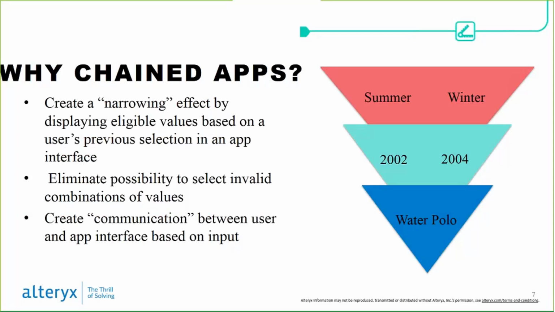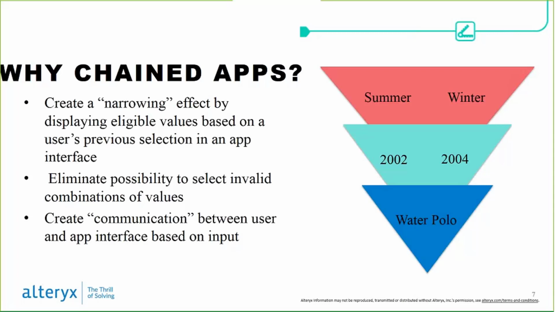The way that I can think about this is by this triangle diagram I've created over here on the right. The data that we're going to be looking at today is all about the Olympics from about 1896 all the way to, I think, maybe 2016, I can't remember. But what we want to do is make sure that a user can't select values that aren't relevant to what they just selected in a previous window.